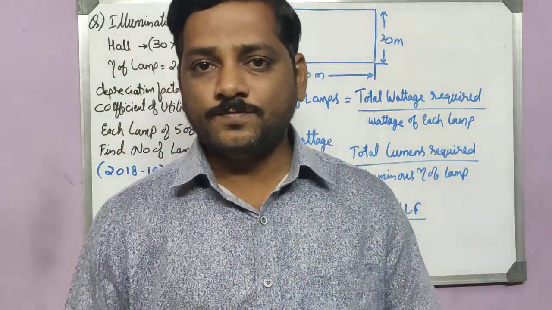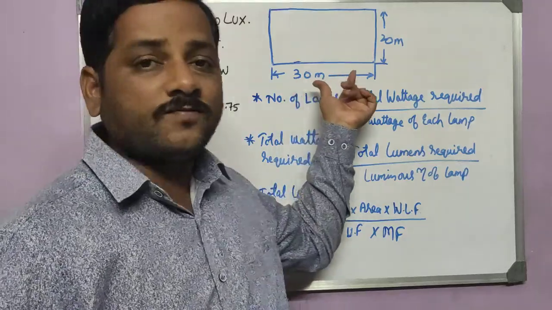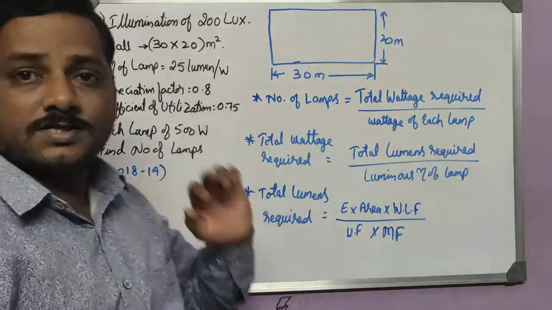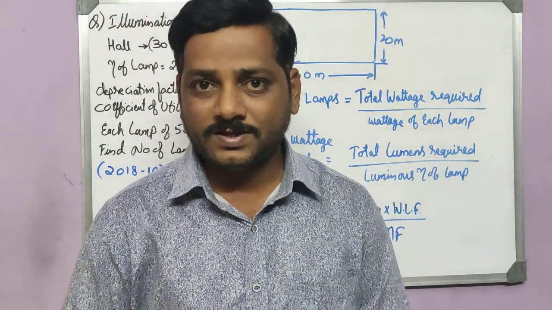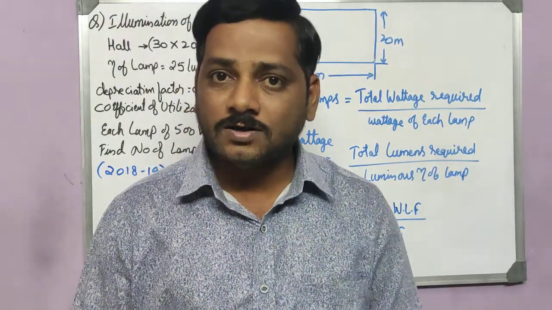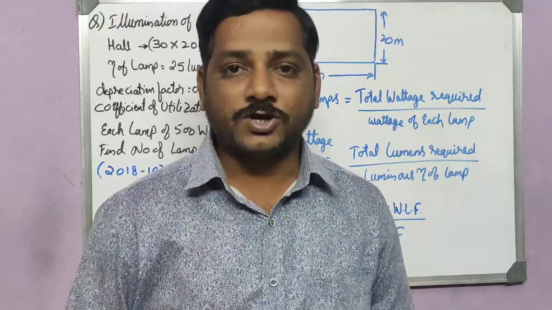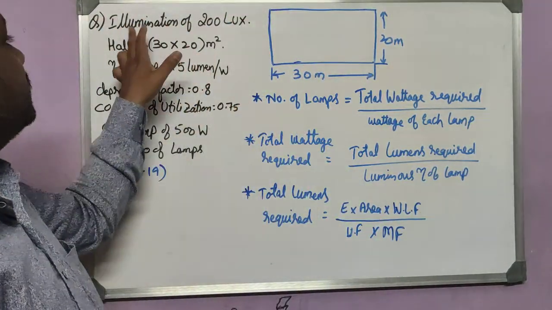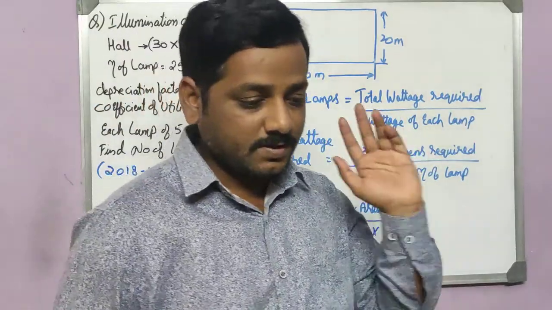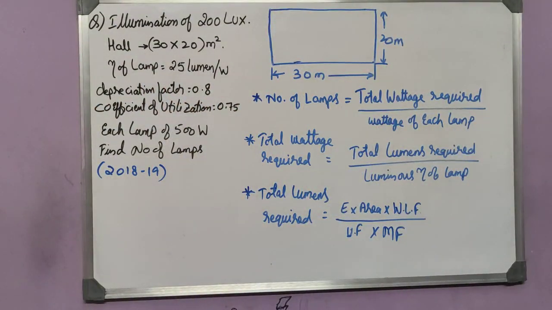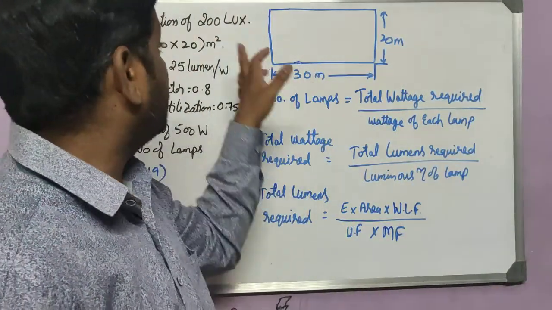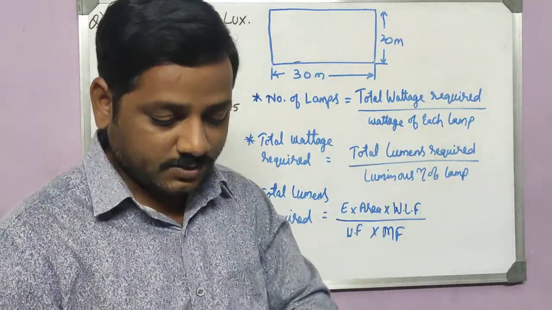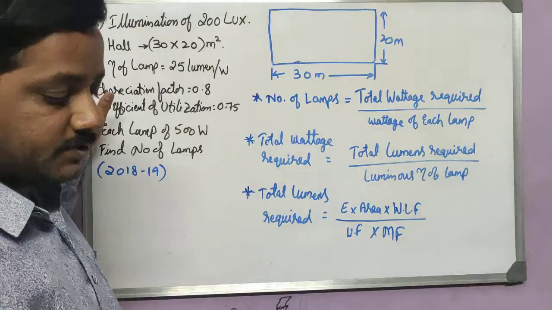So there is a room with the size of 30 by 20 meter square. That is a hall, a drawing hall. We need to illuminate that drawing hall. Some information has been given. Illumination of 200 lux means we have to illuminate for 200 lux. And there is a drawing hall of 30 by 20 meter square. Right, that is the dimension.